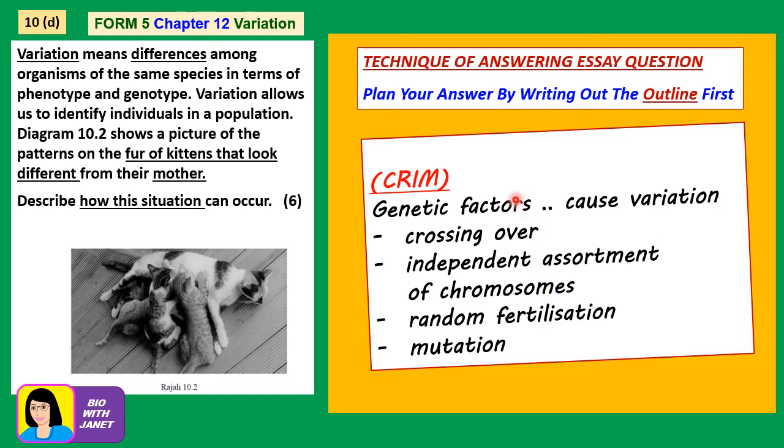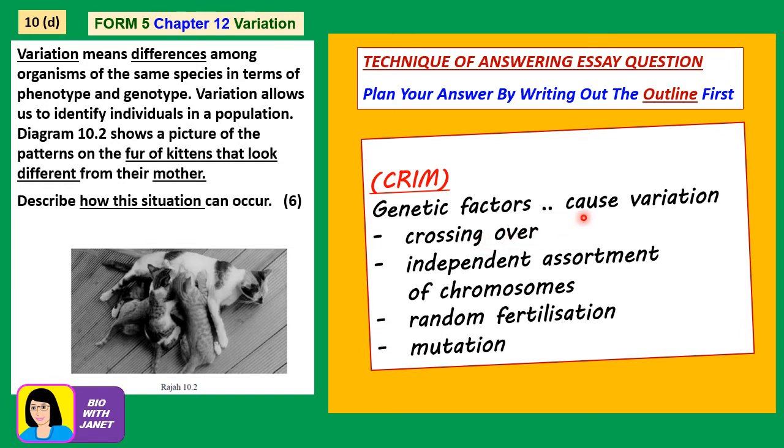And if you can recall an acronym to help you open that memory box and write out all the keywords, then even better. So in this case, I have an acronym called CRIM, C-R-I-M. C for crossing over, R for random fertilization, I for independent assortment of homologous chromosomes, and M for mutation. So these are the 4 keywords that will get you the marks, 1 mark each, right? So if you can recall this, write it in first in your outline, then you know that you have the basic answer there. After that, you can plan your answer well.